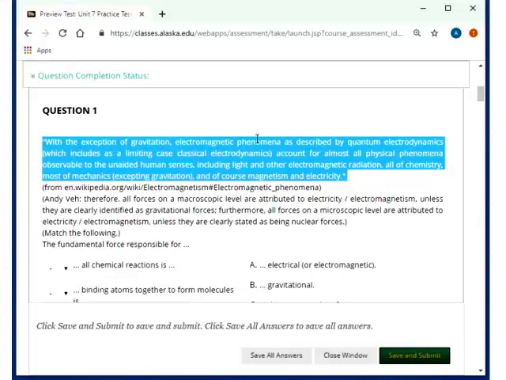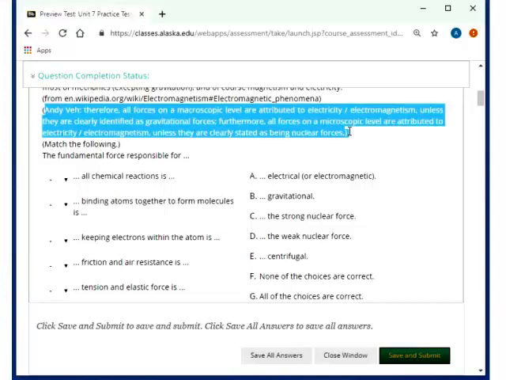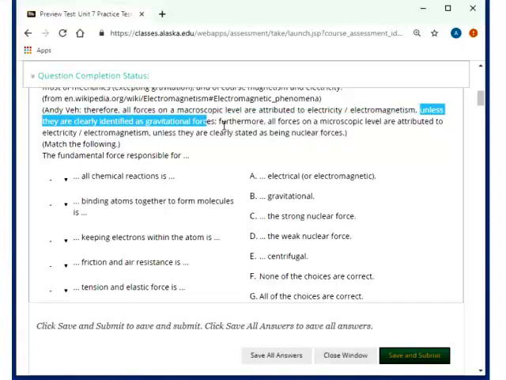And in our everyday world, pretty much all the forces, see here I'm supplying an explanation of what you find on Wikipedia, all the forces are based on electricity, electromagnetism, unless you can clearly identify them as a gravitational force. I'm going to get that out of the way first. There are two questions here.